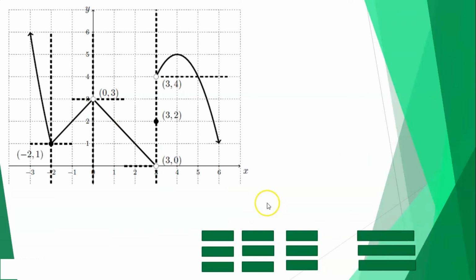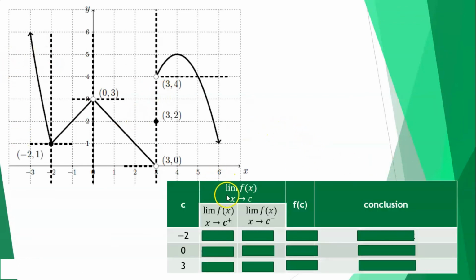Now, given this graph, this is a graph of a function. So let's identify its limit as x approaches c from the right, from the left, and the value of f of c, and make the conclusion. So for number 1, let's start with negative 2. As x approaches negative 2 from the right, our value here would be positive 1. Now, approaching negative 2 from the left, the value for our y will end at positive 1. Now, if our x is exactly negative 2, the value for our y would be positive 1. So take note, all of these are equal, so therefore the limit exists.